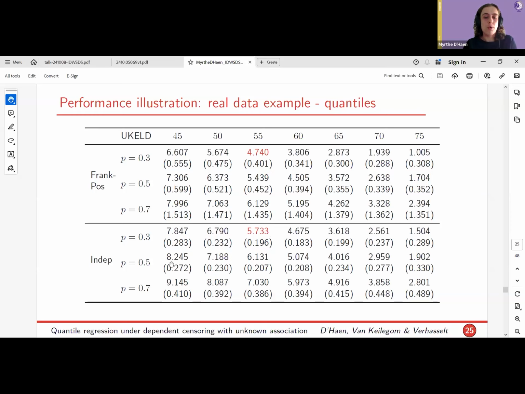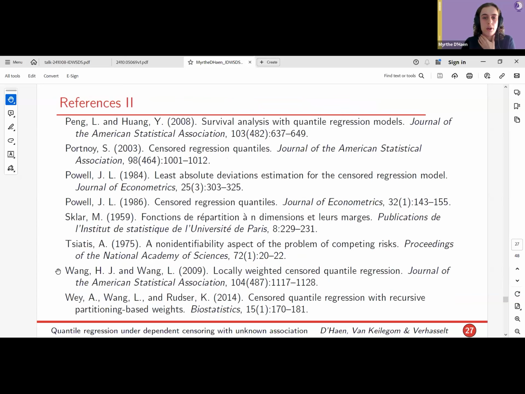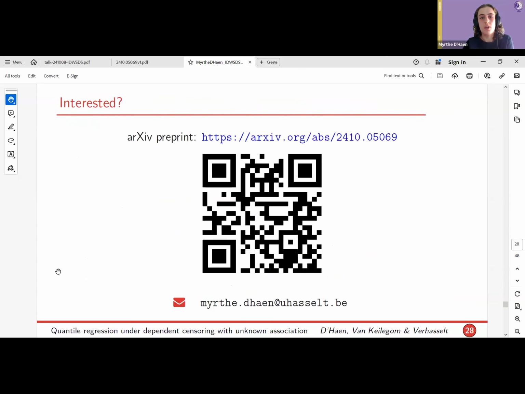So I hope that with this example, I have convinced you that it's indeed important to take this dependence into account. And it can be interesting to do so using this quantile regression approach that we just proposed. With this, I will conclude my talk. In case you would be interested in more details, extra simulations, and so on, I invite you to have a look at our preprint that is available on arXiv, or you can always reach out to me by email. I would be happy to take any questions now as well. Thank you.